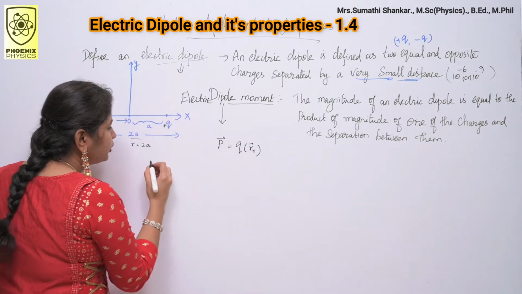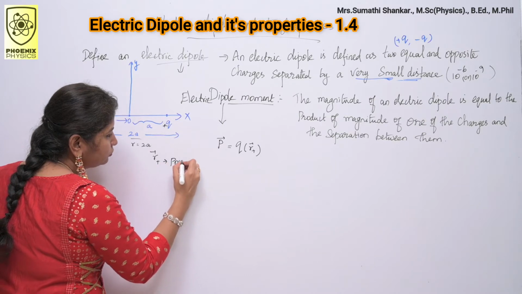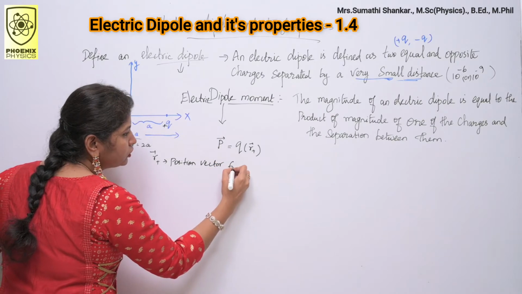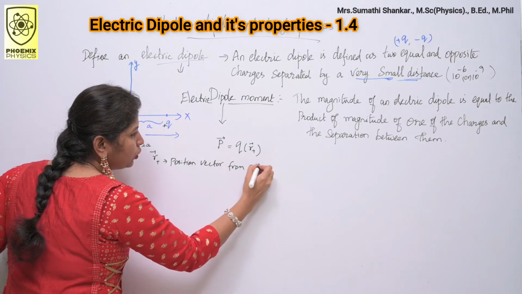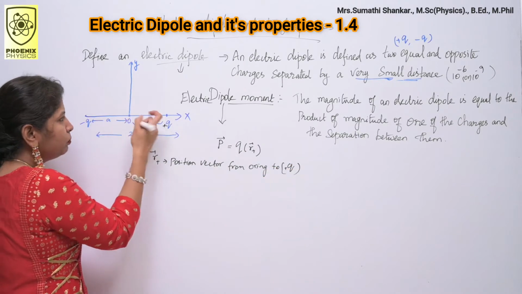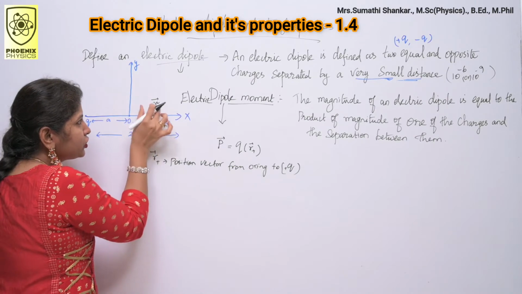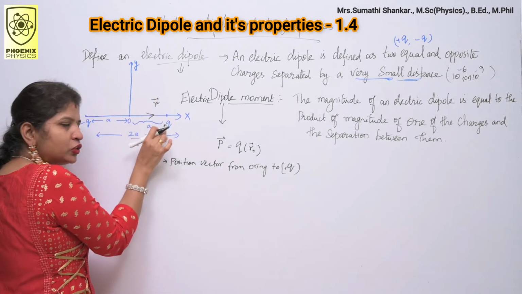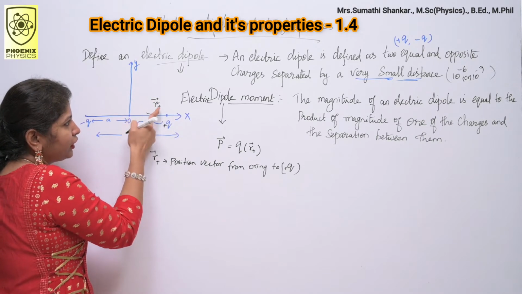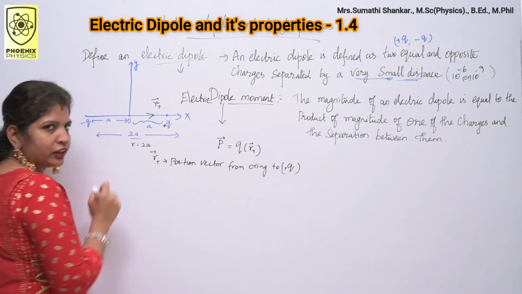This is nothing but the position vector from origin to plus q charge, denoted by the letter r. This position vector is for this plus q charge. So you simply write it as r vector plus. Why did I use r vector?